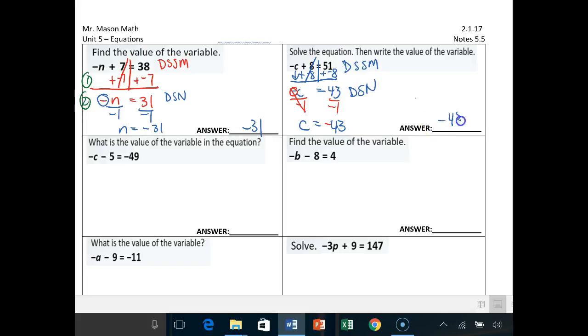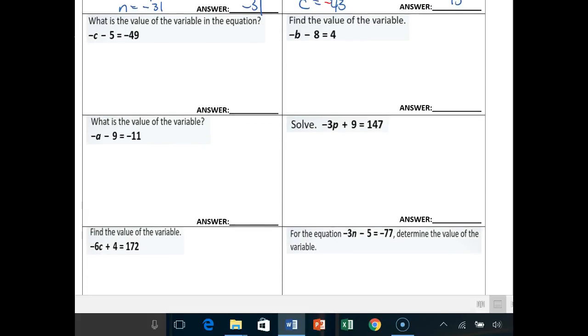So if you haven't already, go ahead and pause the video and try and do a couple Buzz Math problems. All right, run through these real quick here.